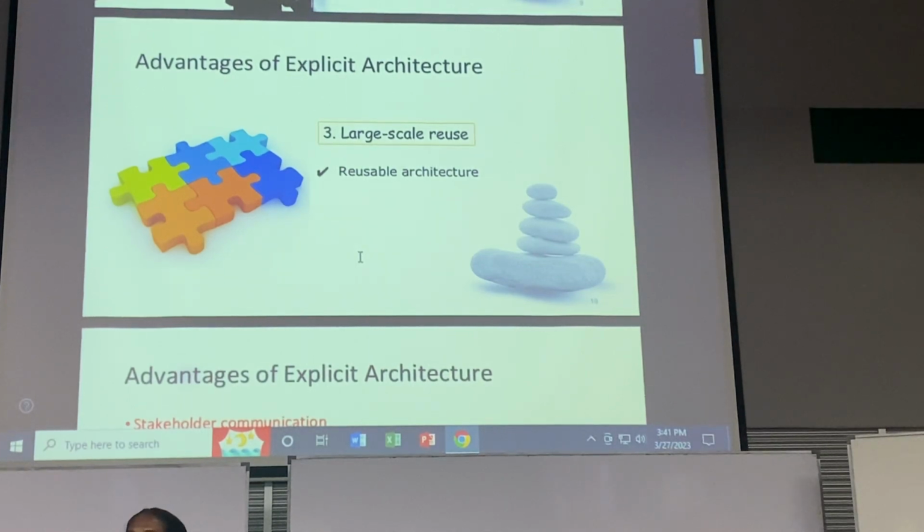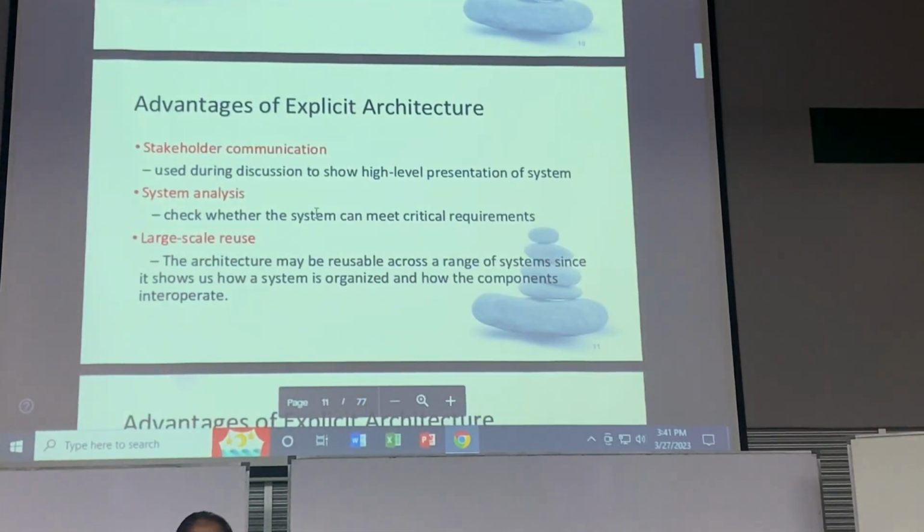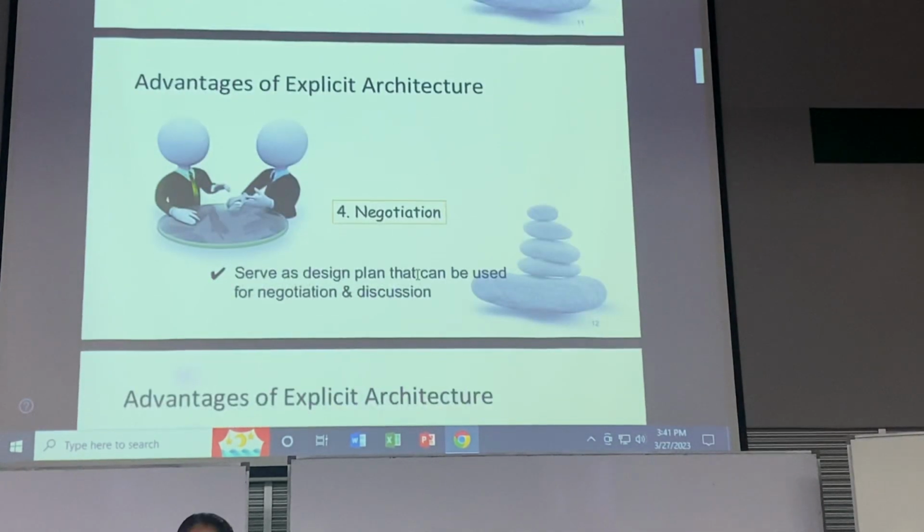So when we use this technique, which is the architecture design, and come up with this blueprint, we will know which components or functions we can reuse in the new system, and which we cannot reuse, so we have to come up with new functions. So this is one of the advantages of the architectural design. Reusable architecture. So these are the advantages I've already explained. You can read this.